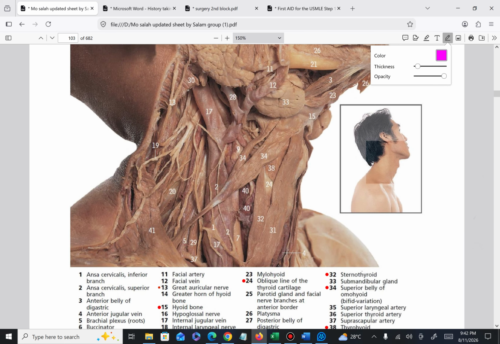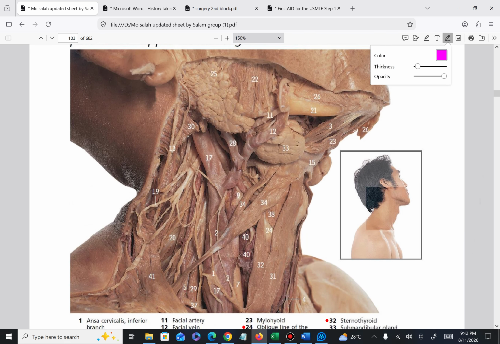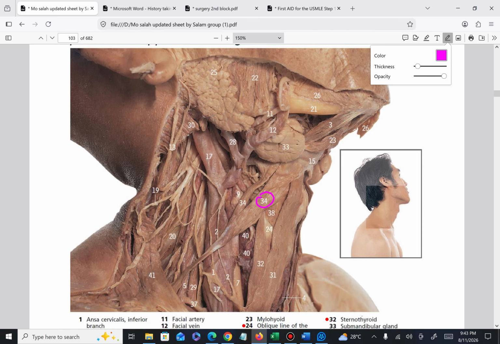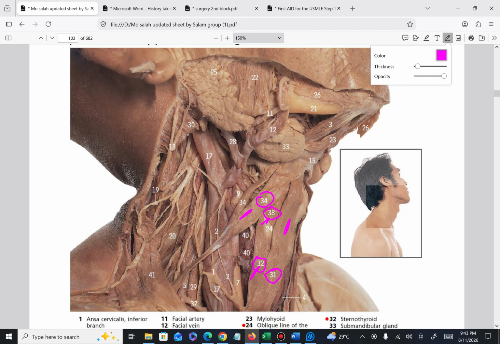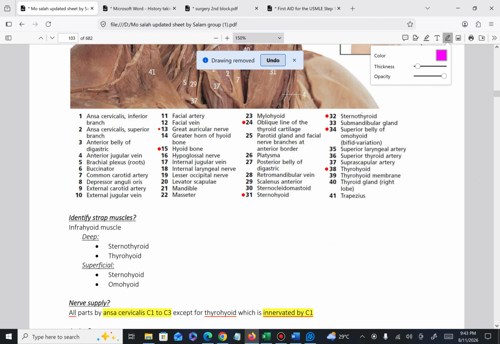So the infrahyoid muscles, you can see this is the omohyoid muscle. This one on the 38 number is the thyrohyoid muscle. On the 32 number is the sternothyroid muscle. On the 31 is the sternohyoid muscle. Sternohyoid muscle and the omohyoid muscle are the superficial ones, while the sternothyroid and thyrohyoid muscles are the deep infrahyoid muscles. So this is about the muscular triangle.